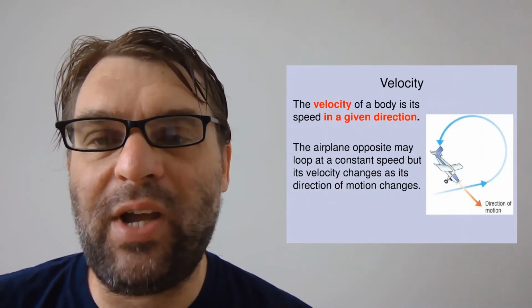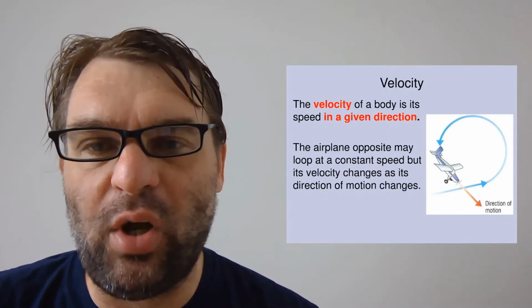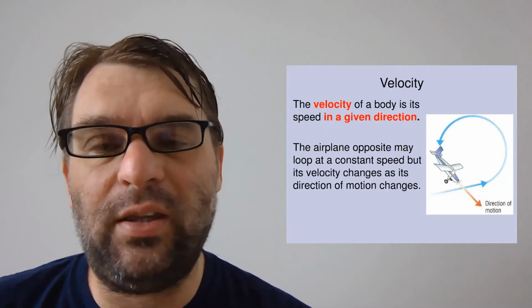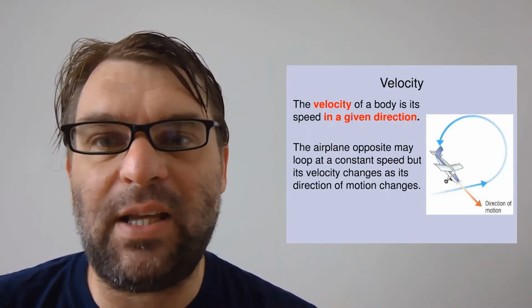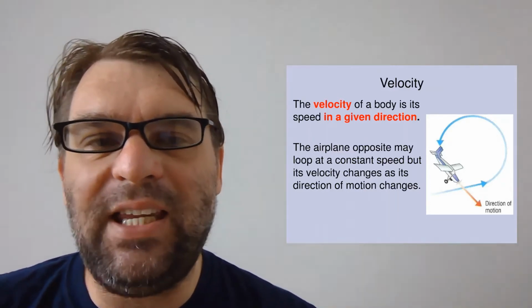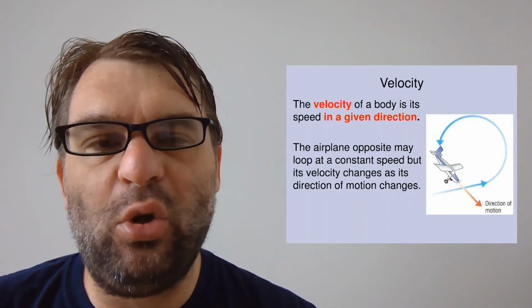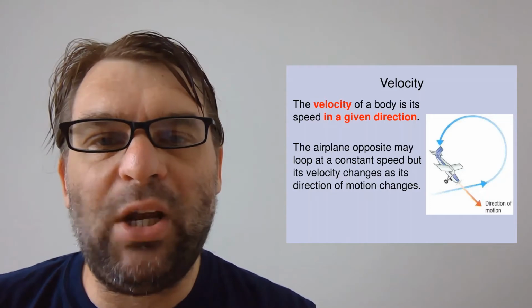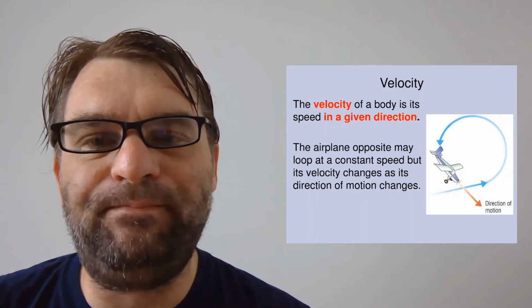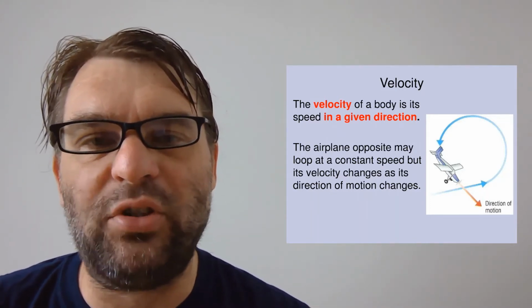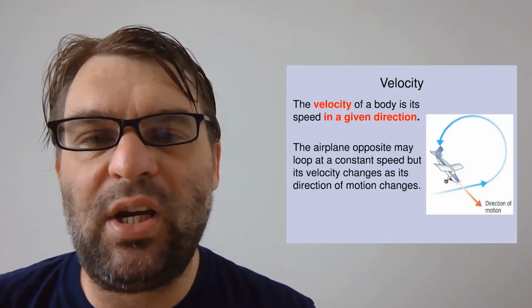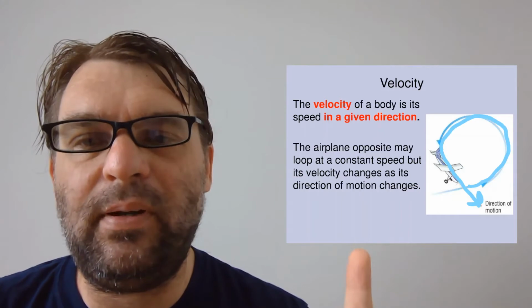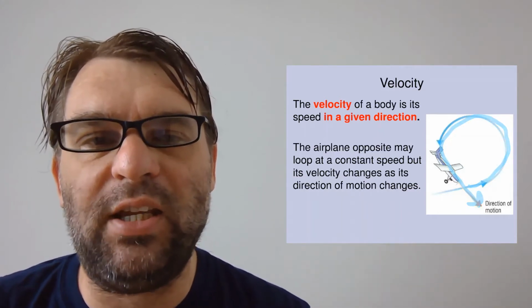So the first thing we have to look at is velocity. So what is velocity? Well, velocity of a body is the speed, which we looked at in the previous lesson, so how fast something's going, but in a given direction. If you look at the image here of this aeroplane doing the loop-de-loop, the aeroplane might have a constant speed, but its velocity is changing because its direction of motion is changing. It's going up and then it's going down, so its velocity is changing.